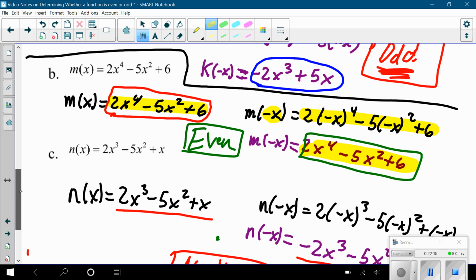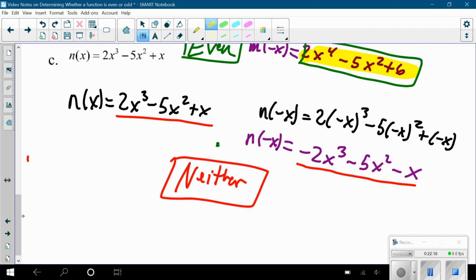For C, this one is a little tricky. I bet some of you guys got a little messed up here. Here's what I started with. There's my original. I plugged in negative x. A negative x to the third is negative. Negative 2 cubed is negative 8. So a negative x cubed becomes the opposite of x cubed, so it becomes negative 2x cubed. Negative x squared becomes positive x squared, so it still has the negative 5. It stays negative 5x squared. Plus negative x becomes minus x.